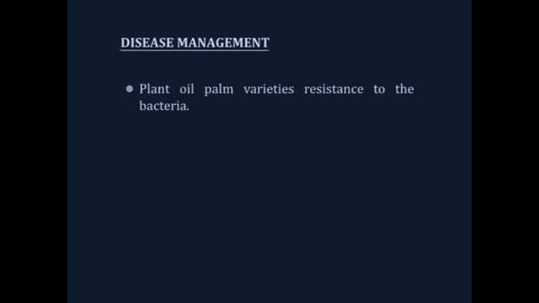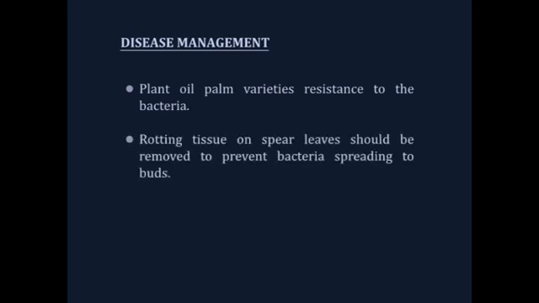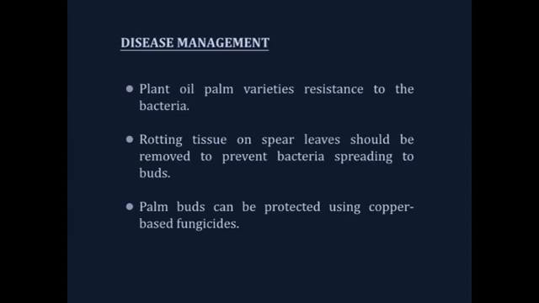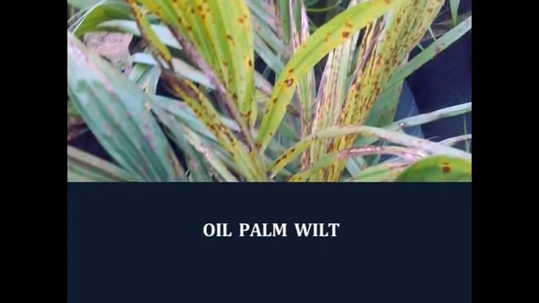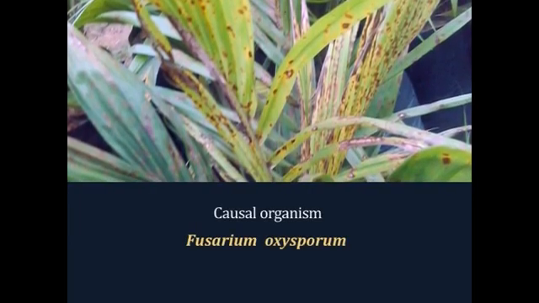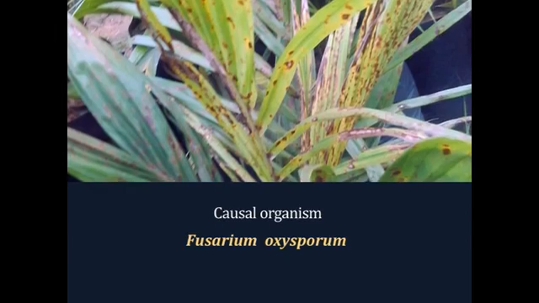Plant oil palm varieties resistant to the bacteria. Rotting tissues on spear leaves should be removed to prevent bacteria spreading to buds. Palm buds can be protected using copper-based fungicides. Next important disease is oil palm wilt. The causal organism is Fusarium oxysporum.